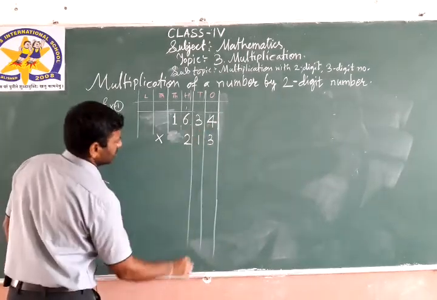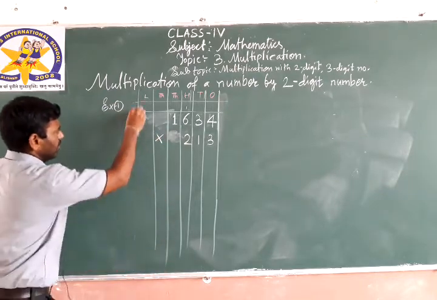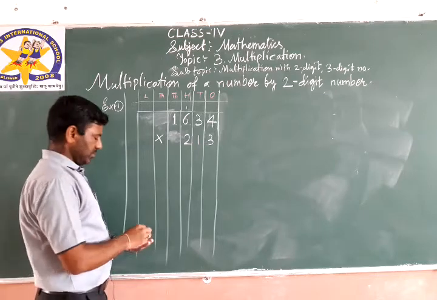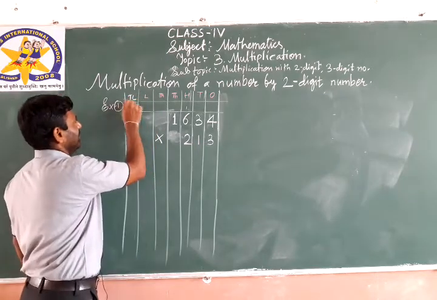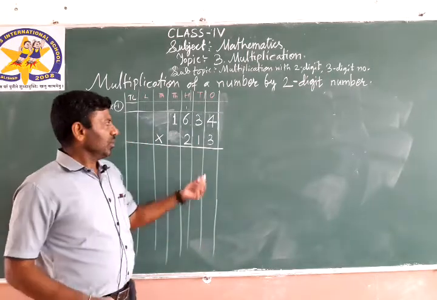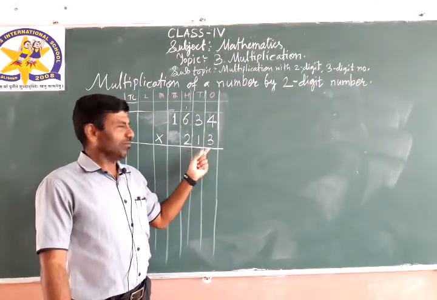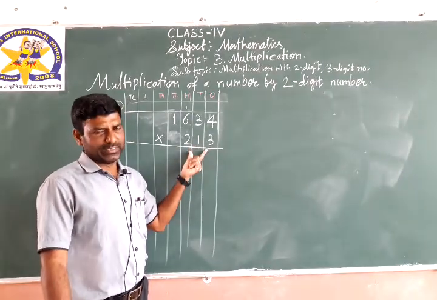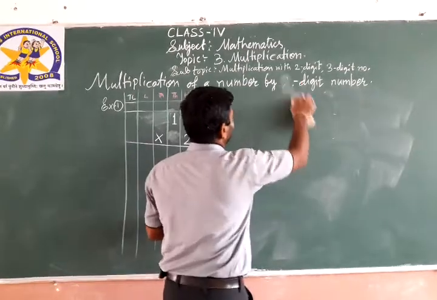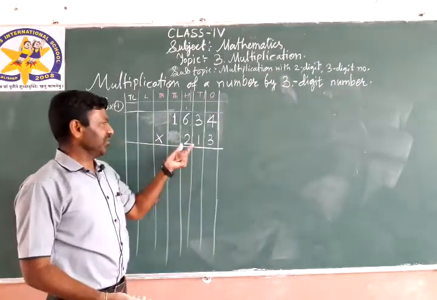Draw the columns first. Lakh, 10 lakh place, right? Now here the multiplier is 3 digit: ones, tens up to the 100 place, right? So how to multiply with a 3-digit number? Same as here, one more added.